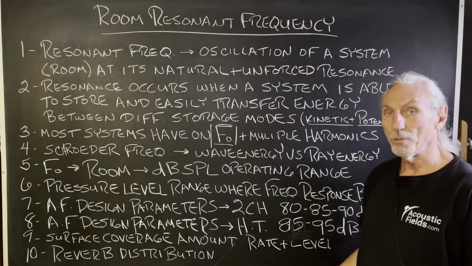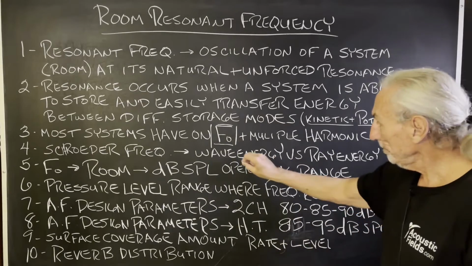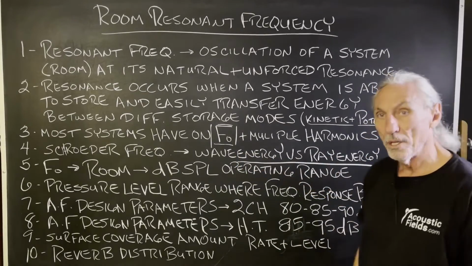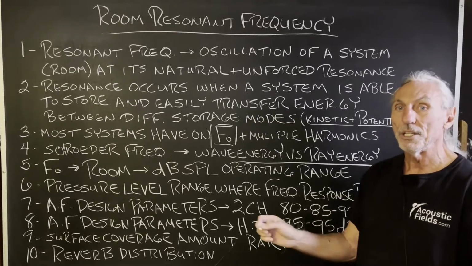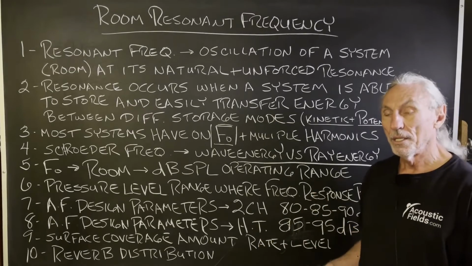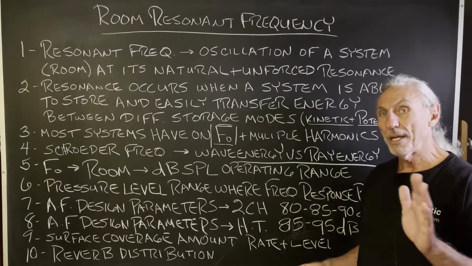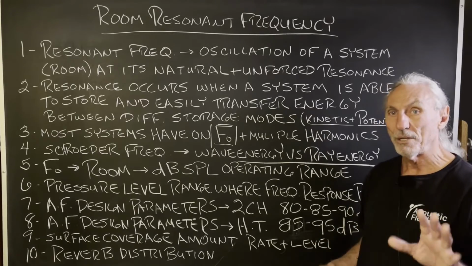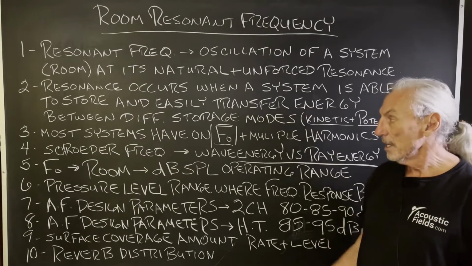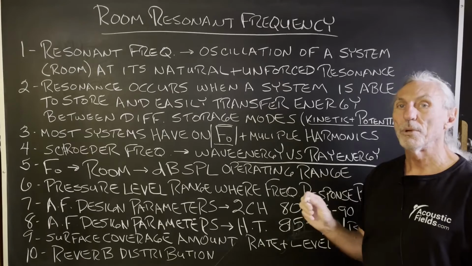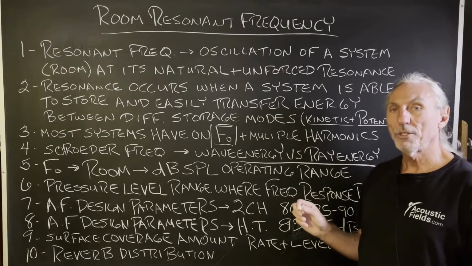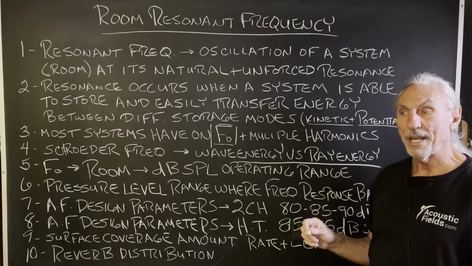Don't confuse it with the Schroeder frequency, which is the frequency at which wave energy and ray energy cross or meet, where the room goes from managing pressure to reflections. It's about 200 cycles in most rooms. This is a little bit different. This is pressure. What pressure level does your room sound the best at?